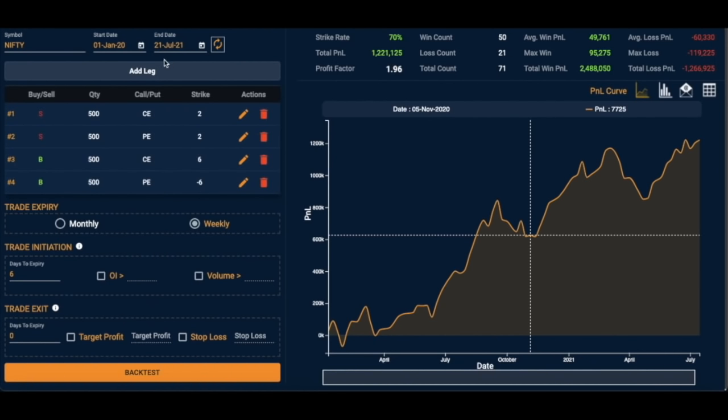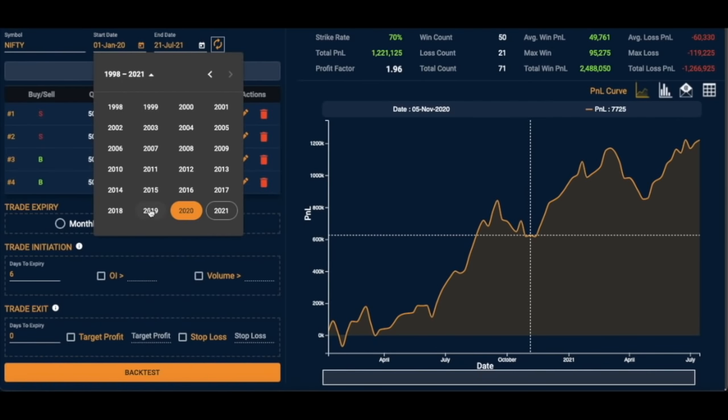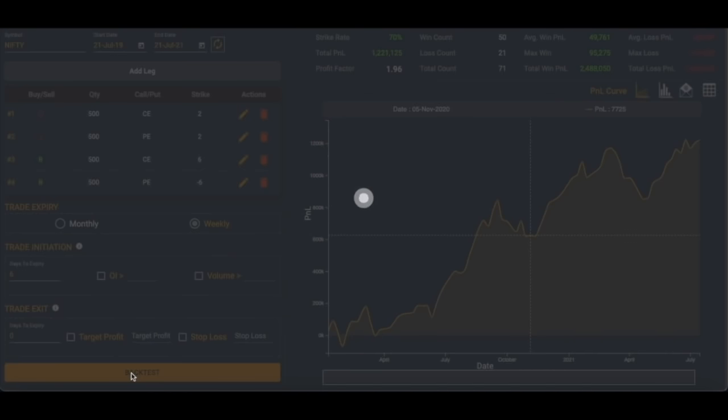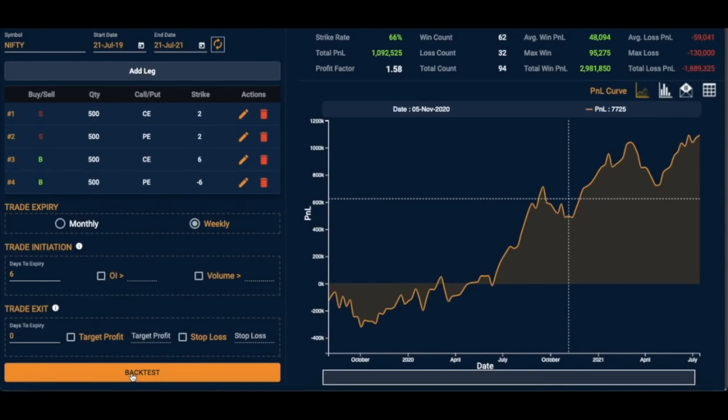Now let's see what would have happened in last 2 years. Waiting. Now in last 2 years, this strategy would have given me some losses initially, followed by this huge rally. Overall, in last 2 years, I would have made profits close to 11 lakhs. My strike rate had been 66% and my profit factor 1.58. Now, if you remember, that short iron butterfly was giving me close to 3 lakhs profit in 2 years. And short iron condor was giving me profits close to 2.52 lakhs in 2 years. This is giving me close to 4 times returns.